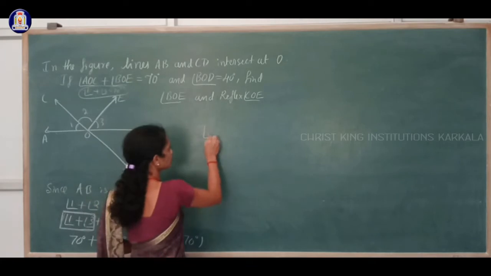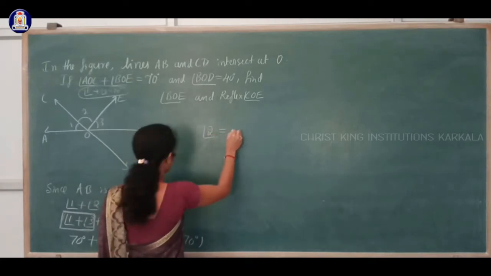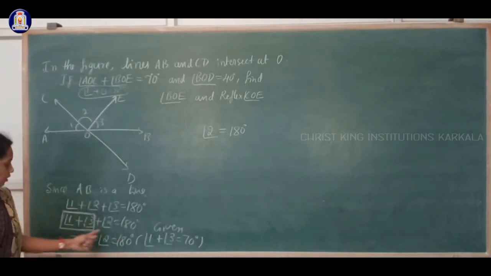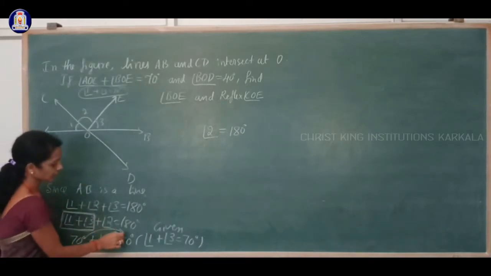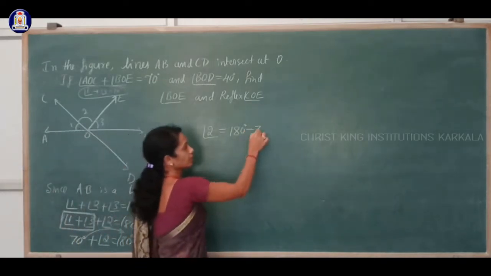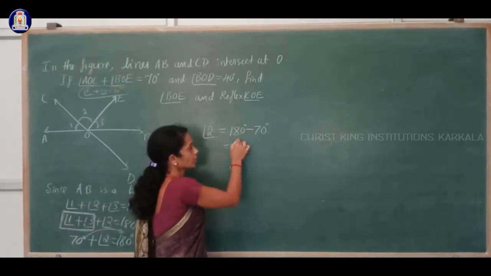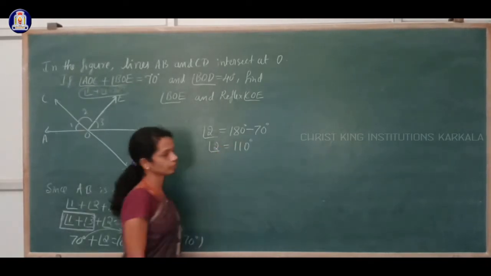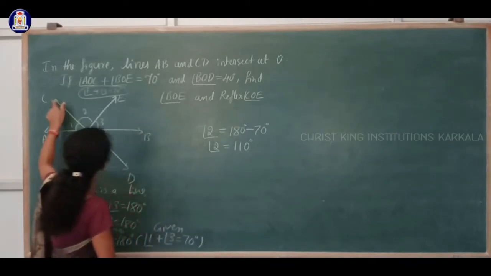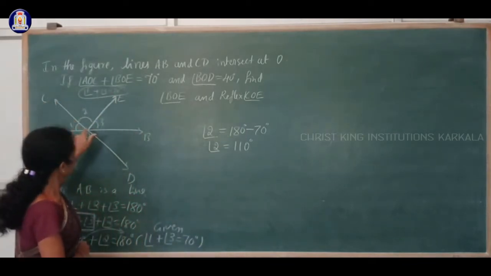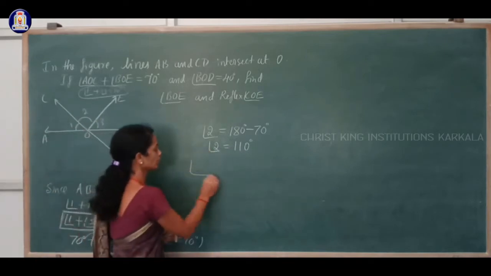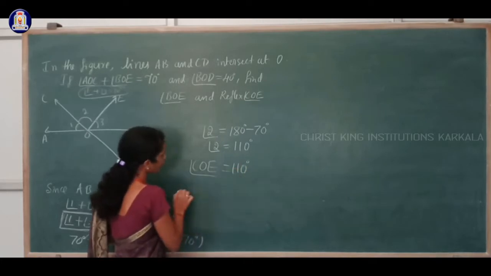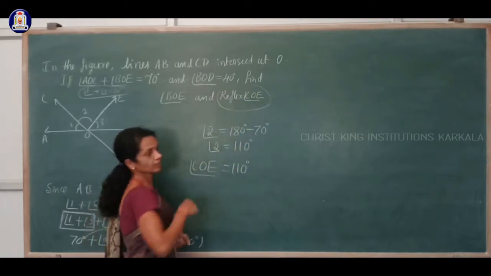So angle 2 is equal to 180 degrees, and shift this 70 to the other side as minus 70. 180 minus 70 is 110 degrees, right? So angle 2 is 110 degrees. Angle 2 is angle COE, that is equal to 110 degrees. Now what you have to get is the reflex of COE.